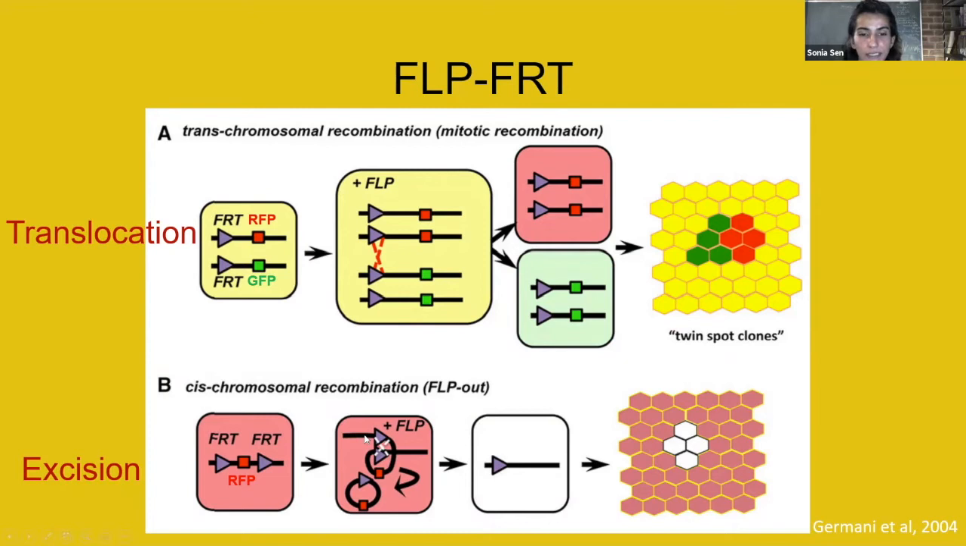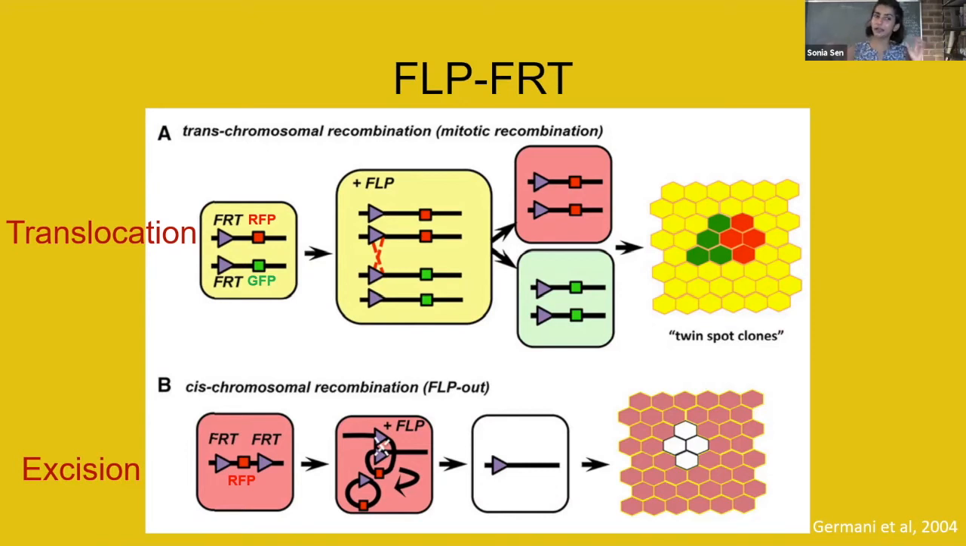What happens is it will loop over onto itself to align those two FRTs together. Now, when the flipase comes in, a recombination event will occur, leading to the excision of this, which means that you've gotten rid of the ubiquitous RFP. That results in a patch of cells which is not RFP in an otherwise background of RFP. So Dinesh, this patch of no RFP would be called a clone. And those two red and green spots would be called clones.